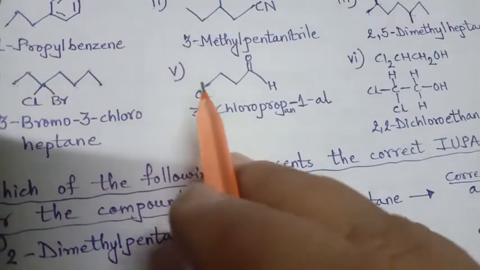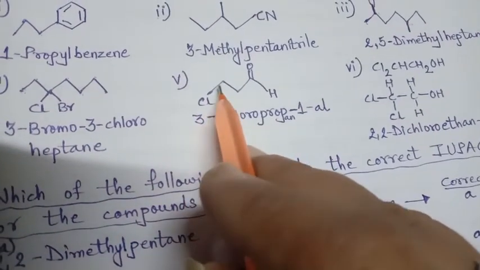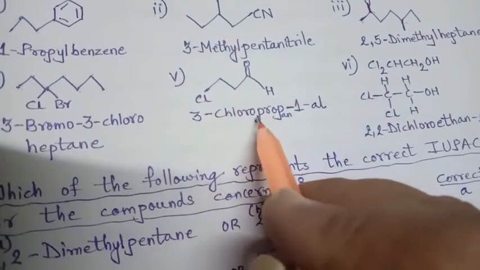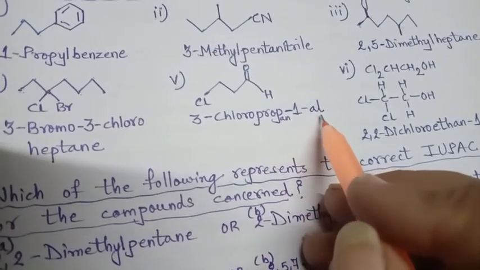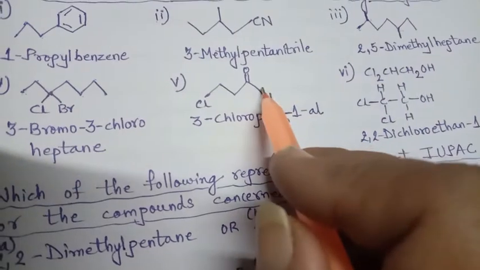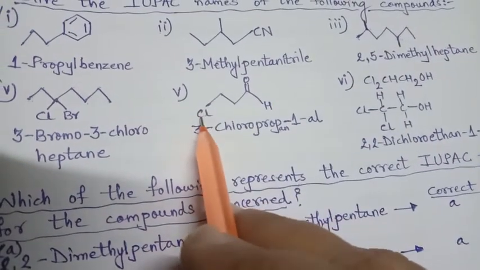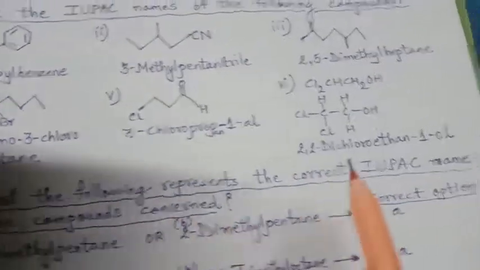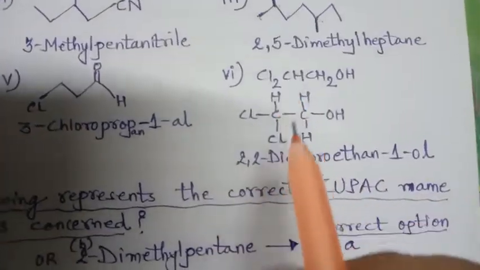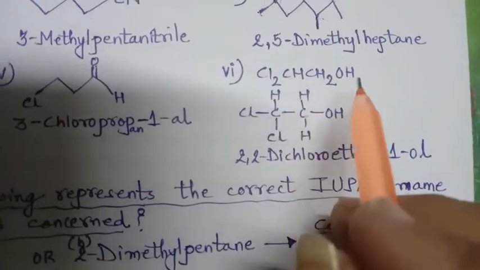So what will be the name? 3-chloro, 1, 2, 3 carbon. So main is propane. E will be cancelled, 1-al. Instead of E, al will be taken because of the aldehyde group. So the name is 3-chloropropan-1-al. Clear? One more is here, Cl2CH-CH2OH.